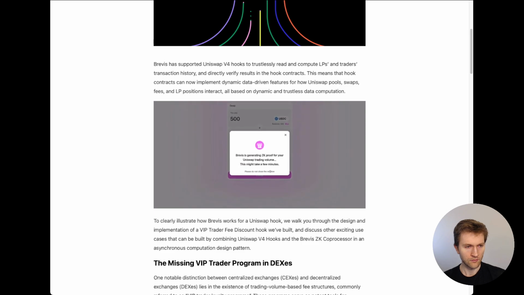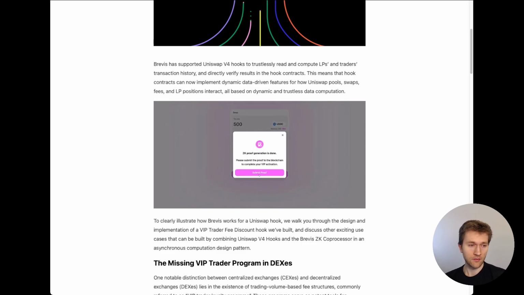The interesting thing here, I think, is that once the proof is generated, the user is requesting the proof to be created.